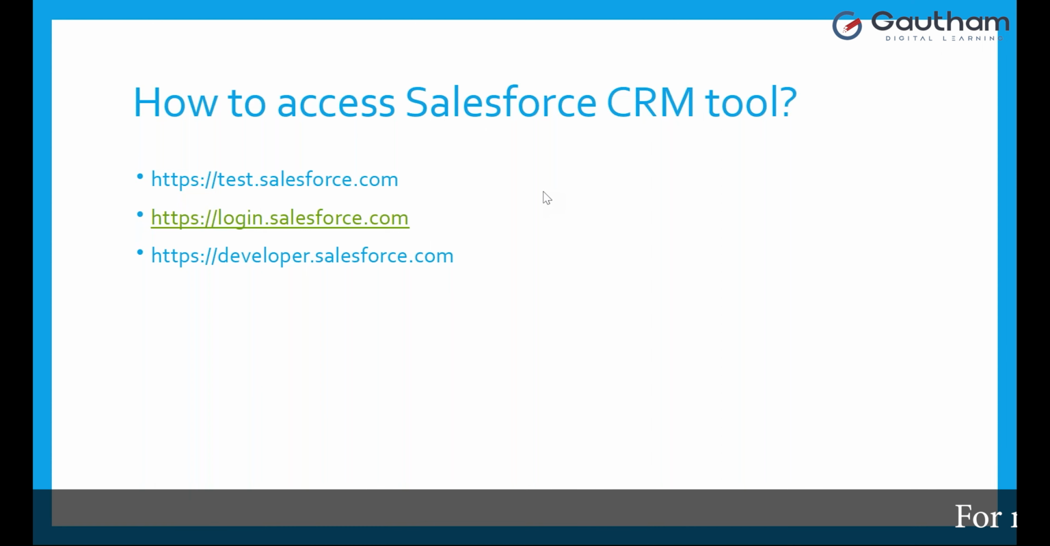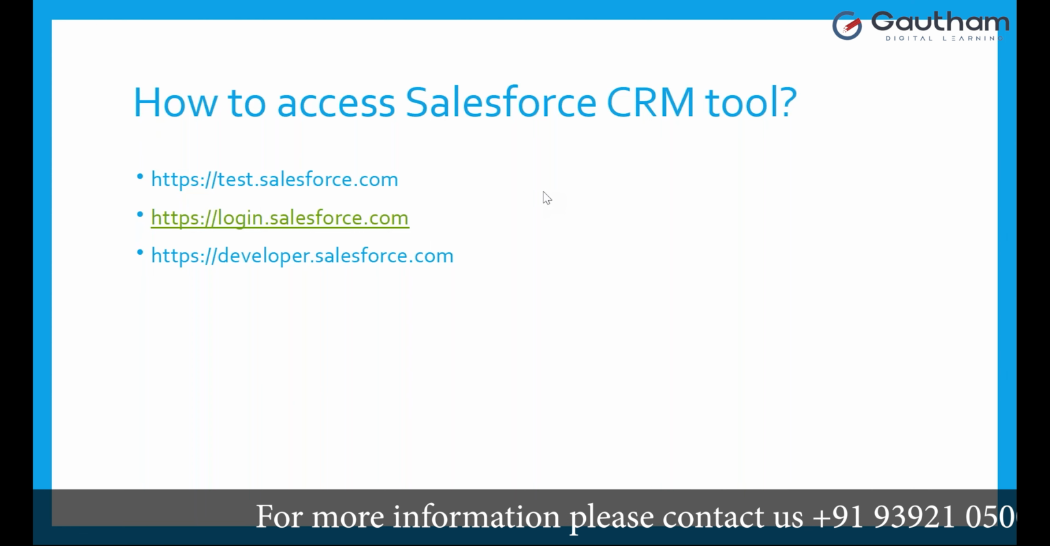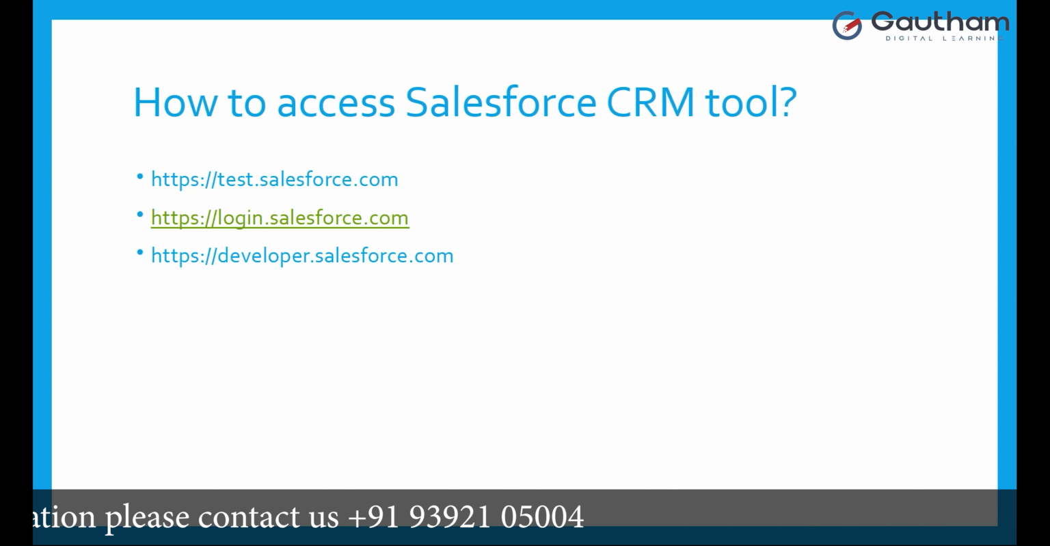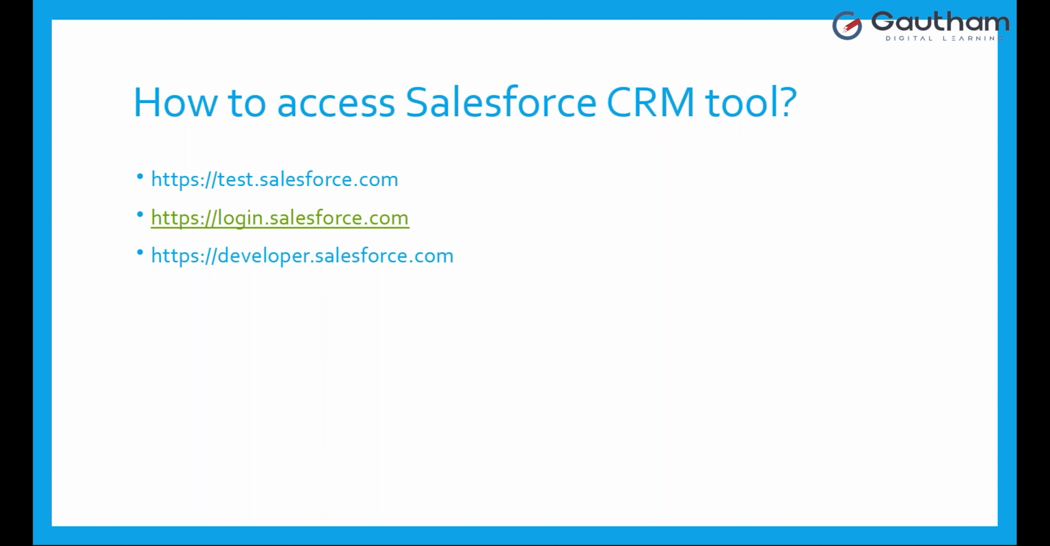Why do we need to learn about these 3 URLs? For Amazon, for Flipkart, even for Gmail, why do we have only a single URL, whereas in Salesforce we have 3 URLs? Any guess here? I'll give you a minute's pause. You can just type in the chat. Any guess here why Salesforce has 3 URLs?